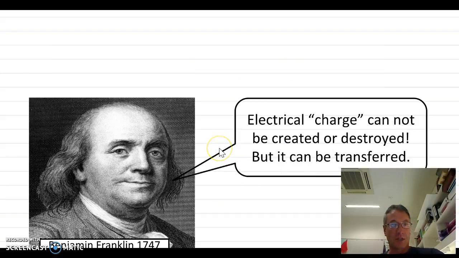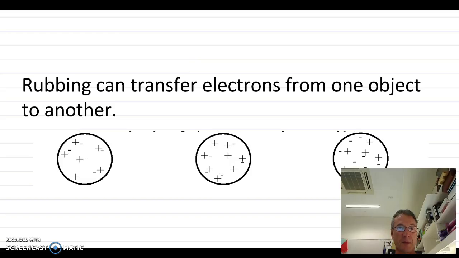So this is Benjamin Franklin, and a couple of centuries ago he said that electrical charge can't be created or destroyed, but it can be transferred from one place to another as a current in a wire. Now, we know that we have something that we call static electricity, and that if we rub, for example, a balloon on our hair, we can charge those objects up. We can transfer charge from the balloon to the hair or vice versa.